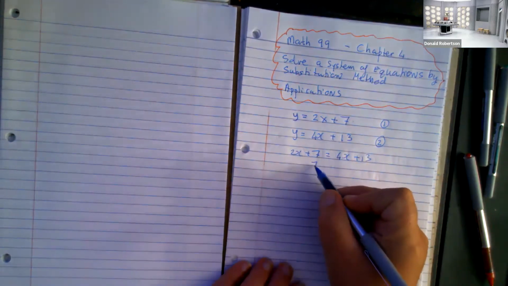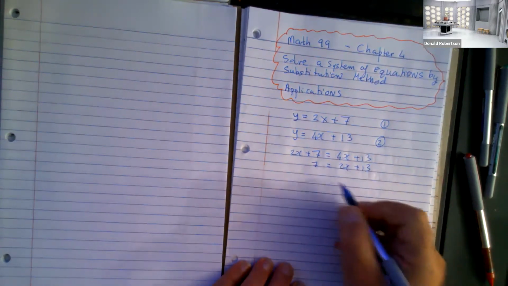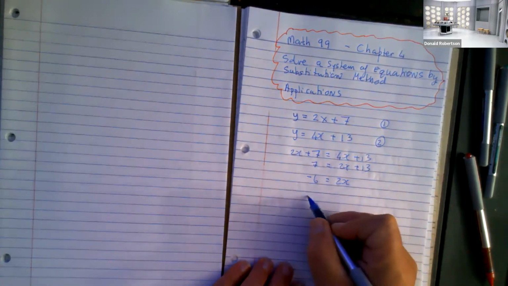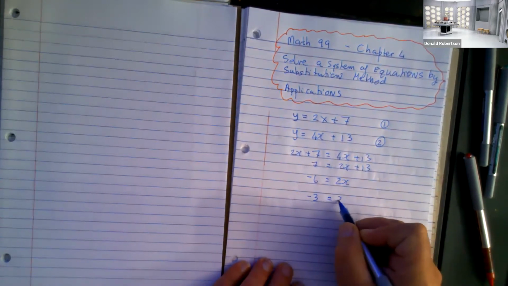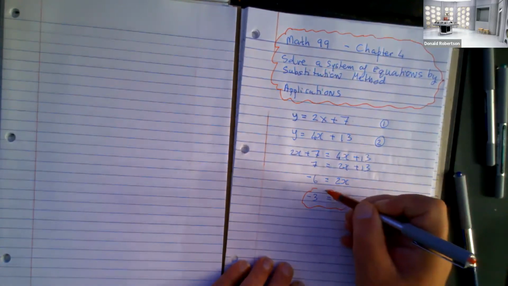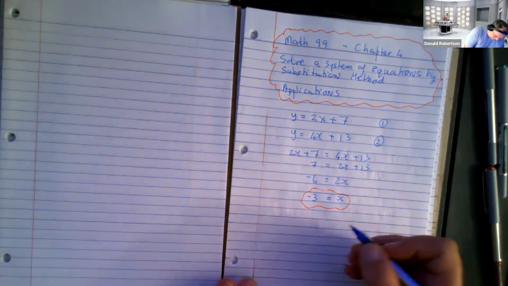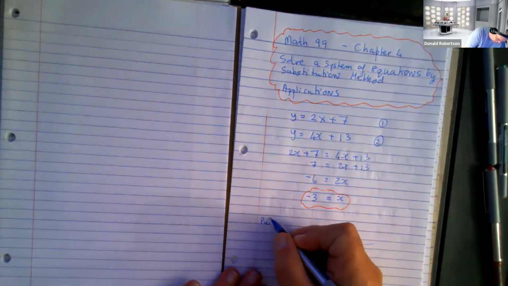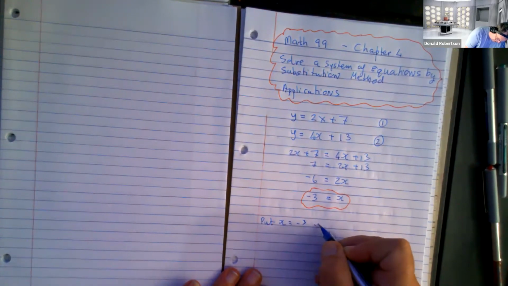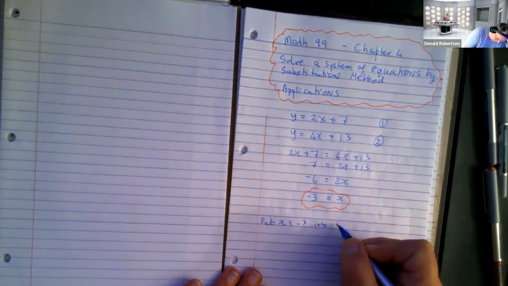Now, if I subtract 2x from both sides, and then I subtract 13 from both sides, and then lastly, I divide both sides by 2, we are halfway done again. And now that I know that x is equal to -3, I shall put x equals -3 into either equation 1 or 2. Let's put it into equation 1.